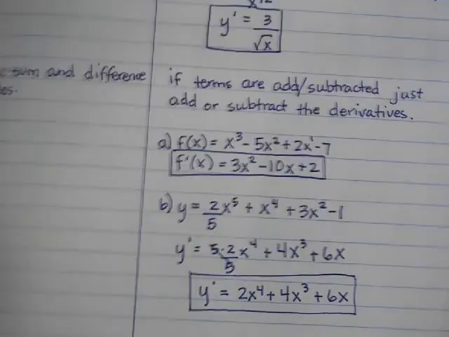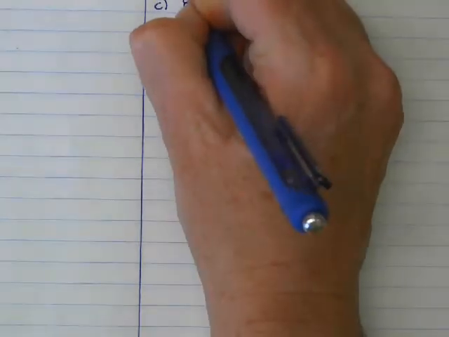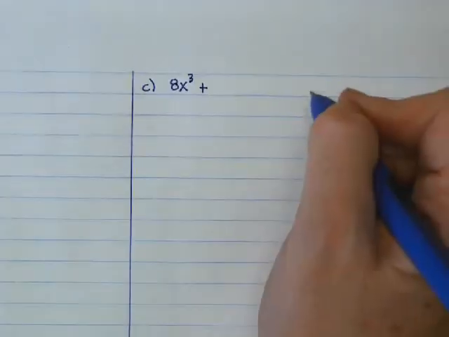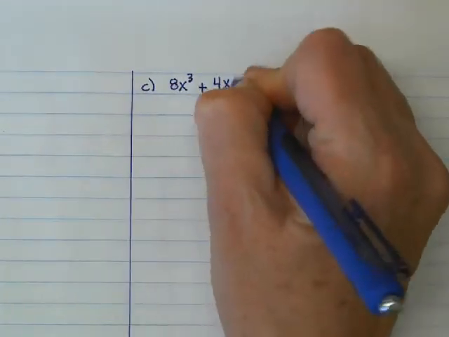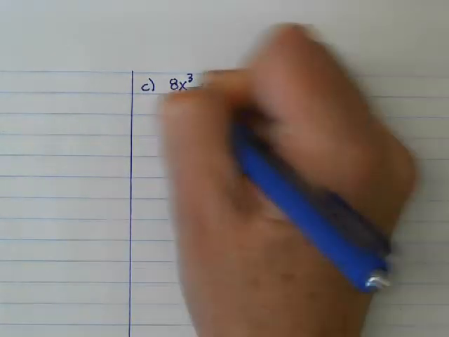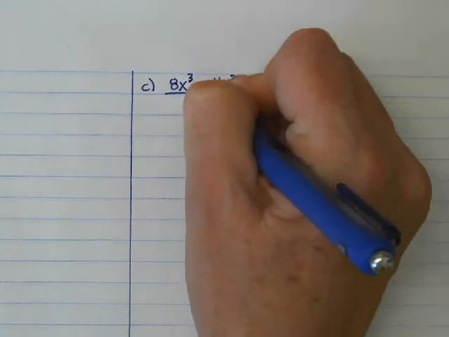Okay. Just a couple more. So I'm going to do one more example that goes with number 5. And I want you to see like a nice little quick way of doing this. So let's see, that was A, B. Let's do C. And let's say that we had 8x cubed plus 4x squared minus 3 all over x.